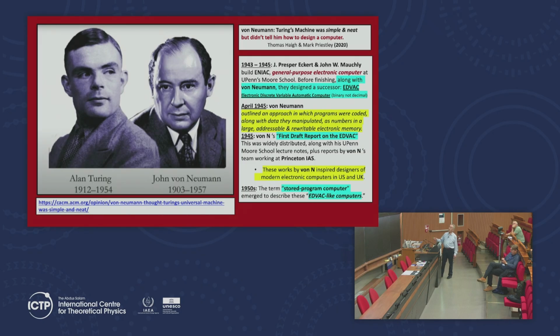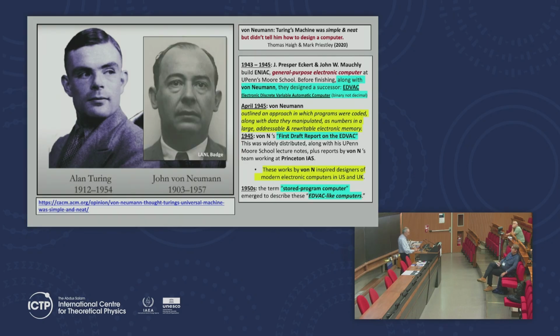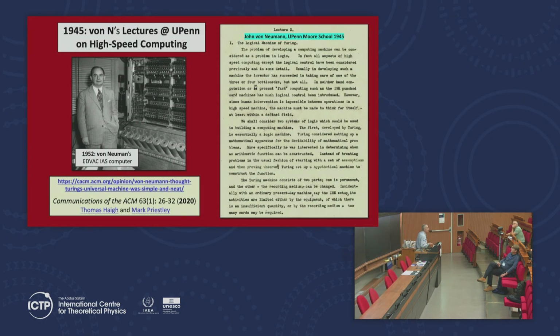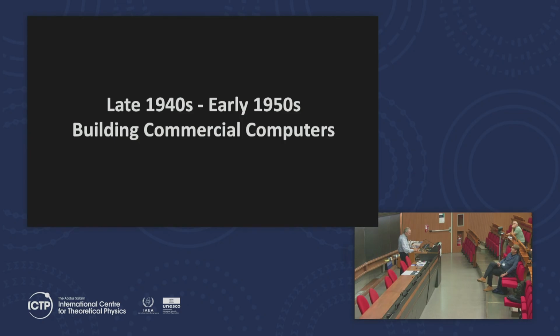Anyway, his report was widely distributed, but he also gave lectures on high-speed computing. And according to what I found, I've given a citation, von Neumann said, Turing's machine was simple and neat, but it didn't tell me how to build a computer. Which is true, of course. However, it didn't stop von Neumann going around lecturing on Turing machines. Wonders of the web these days, I was able to download his lectures from 1945, lecture 3, The Logical Machine of Turing. So, that's a bit of history.